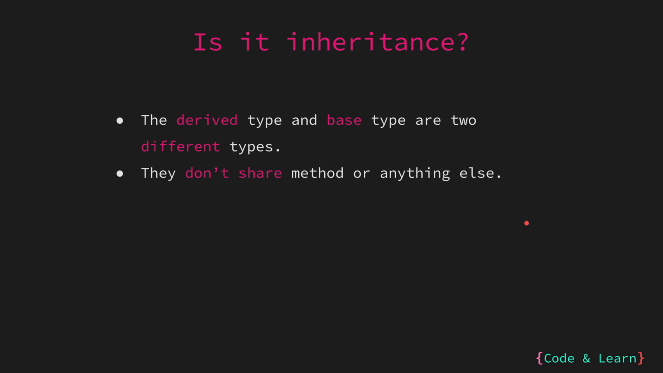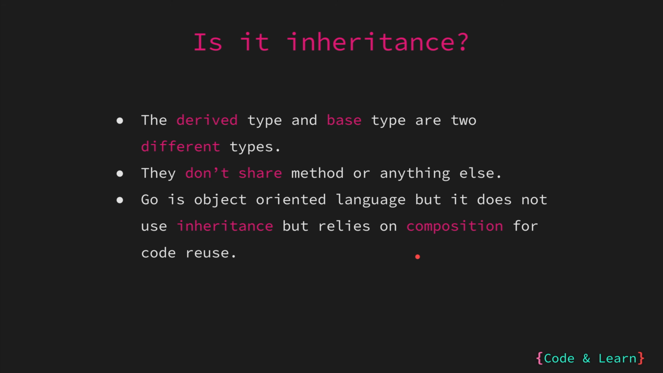In other languages that support inheritance, the methods declared on the parent type or class can be used by the child type or class. But in Go, the parent and child types do not share any methods. They both have their own method sets. Although Go is object-oriented, it does not use inheritance for code reuse. Instead, it relies on composition and promotion. We will delve into this topic in the next lesson.